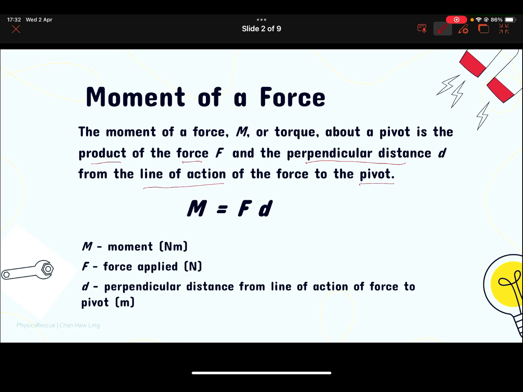Some books would write M equals F d perpendicular to differentiate from work done, which is also force times distance, but distance moved in the direction of the force. For some books, work done will be represented by F s, s being the distance, to differentiate them. So what is the meaning of the line of action of the force? We will talk about this two slides later.